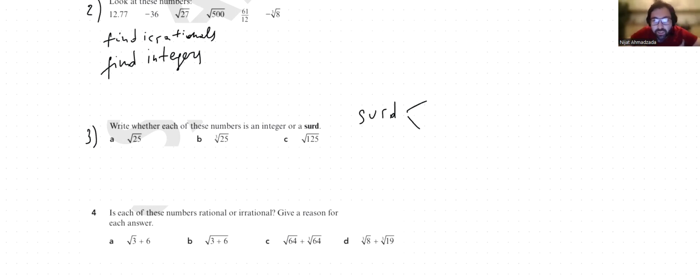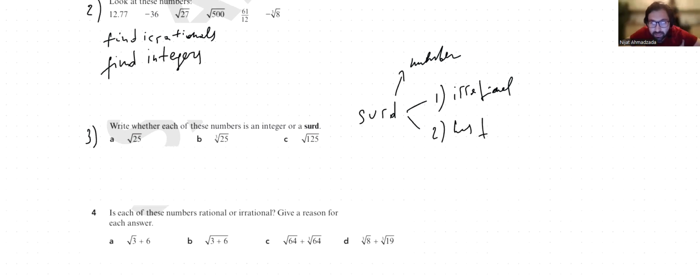The first condition: surd is some type of a number, and it has to be irrational. So if you are not irrational, you cannot be a surd. The second condition is that it has to be in the root. Doesn't matter which root. It can be square root, cube root, fifth root, whatever root, but it has to be in the root.